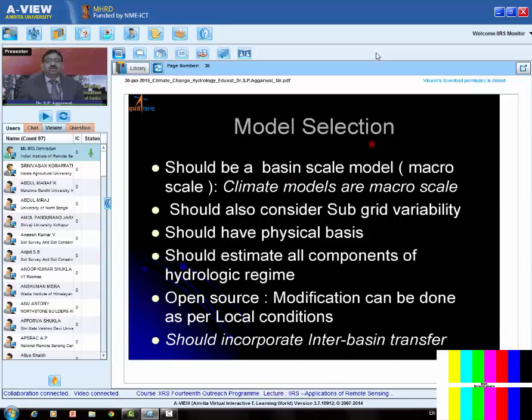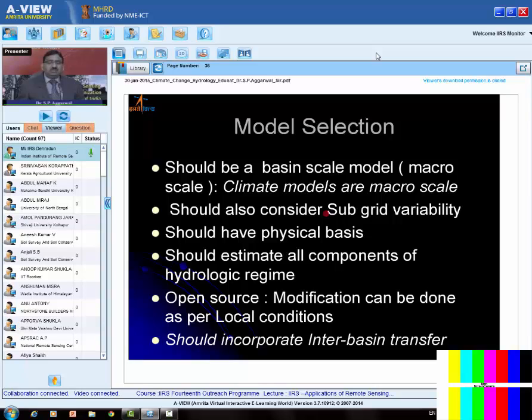So now let us start how we see the change in the hydrological regime. The framework of the system: first we have to select the model for such types of changes. It should be a basin scale model, because the climate models are macro scale, so we should use a macro scale model so that we can work out for the river basin.